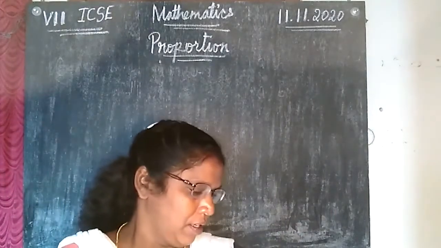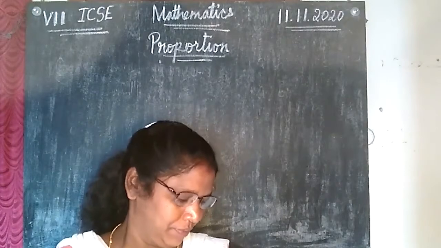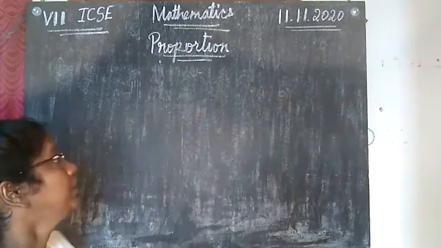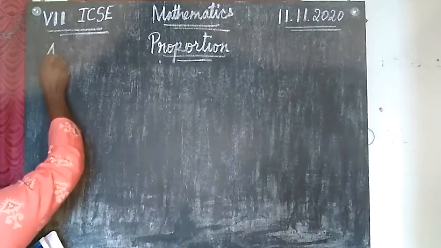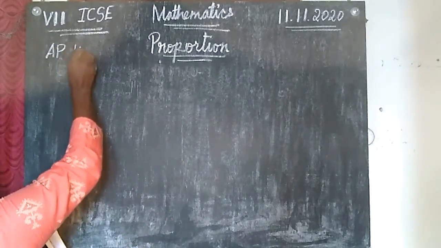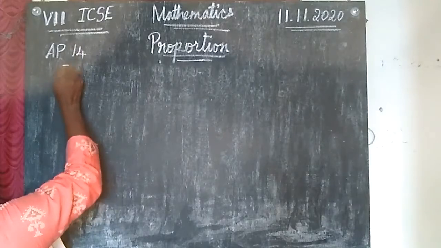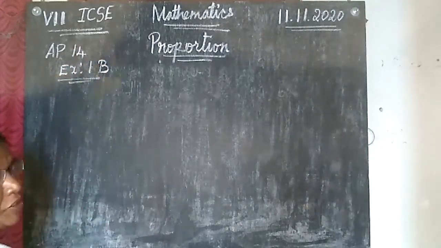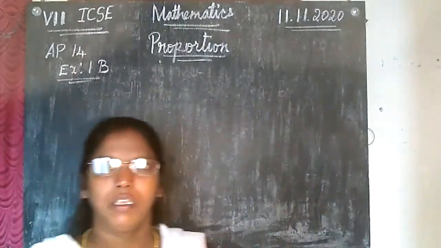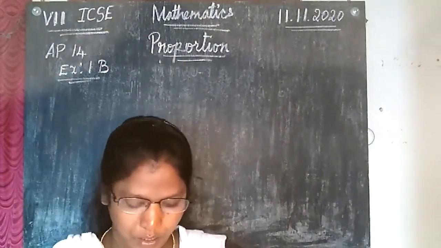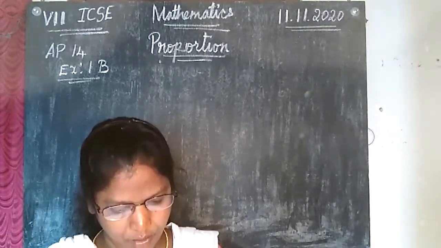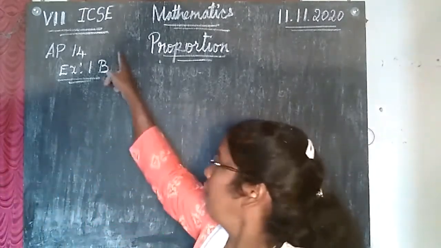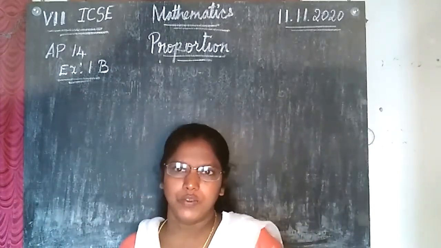Take page number AP 14. Everybody take your book. Turn your book to AP 14. That is exercise 1B. I want everybody to take your book. Let me read the question here. First one, page number AP 14, exercise 1B.